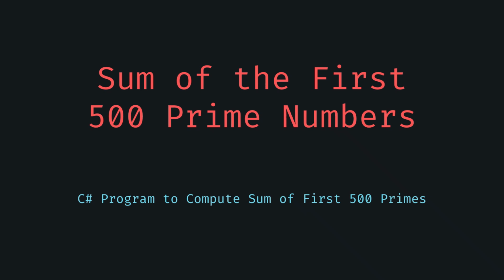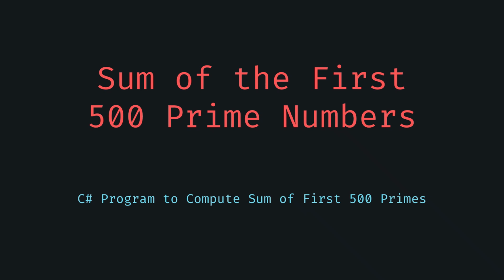Welcome. In this tutorial, we'll write a C# program that finds and sums the first 500 prime numbers. This task exercises loops, primality testing, and accumulation patterns. We'll also explain a straightforward primality check using trial division up to root n. Iterate until we've collected 500 primes and keep a running total. And finally, we print this out.